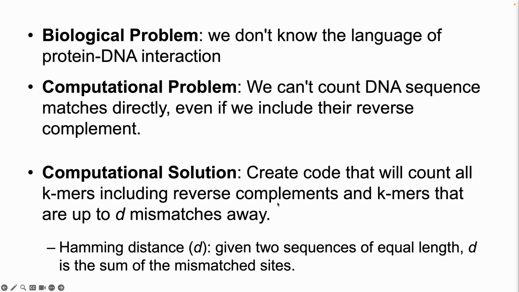Can you create code that counts all the k-mers, including their reverse complements, and allows for up to d mismatches? So if I say, it's okay if it's a 9-mer and it can mismatch in 3 spots, any 3 spots, now count the k-mers and see if there's anything overrepresented. If you do that for E. coli, you find some super overrepresented patterns. And so Hamming distance, just introducing that term, that is what d is. If you have 2 sequences that are the same length, d is just the sum of how many mismatched sites there are.